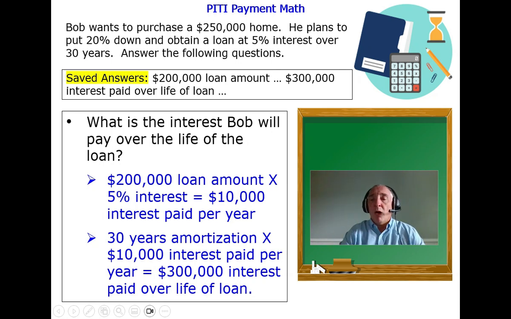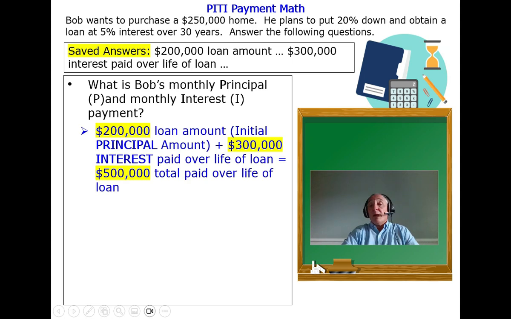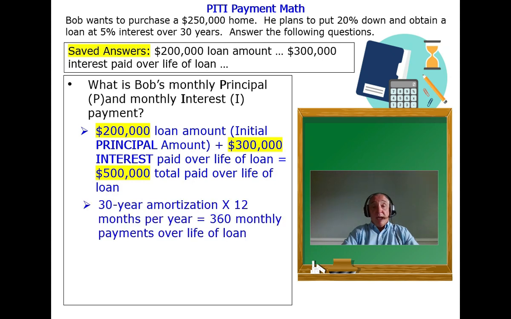And remember, the good thing about this is you can always pause the video, rewind, go back, go forward, and this will help you. So we've got $200,000 and the saved answer $300,000. Now we have to figure out the principal and the interest. $200,000 is the principal, $300,000 is the interest, and $500,000 is the total amount that Bob will end up paying.